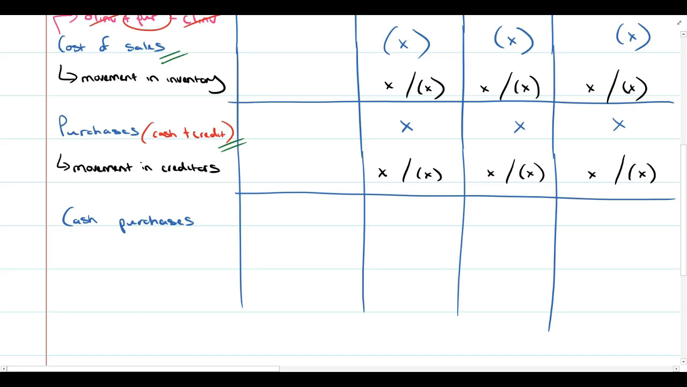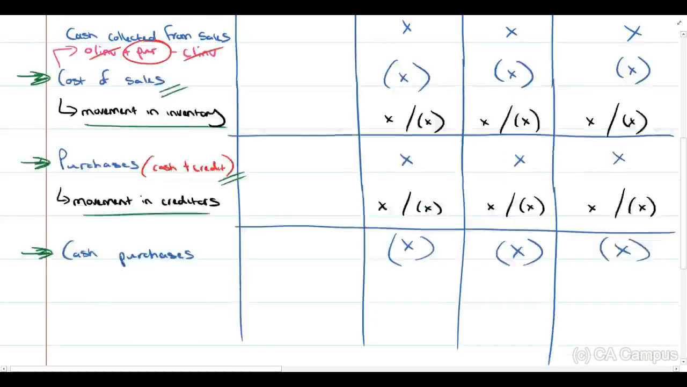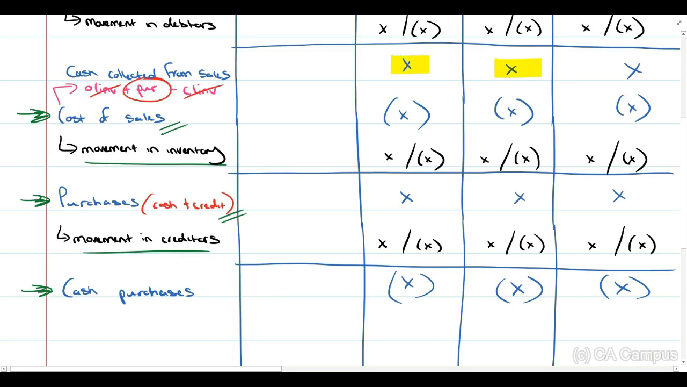So what we do is we include cost of sales in the calculation, but we take the movement in inventory into account so that we can get the purchases, and we take the movement in creditors into account so that we are just left with our cash purchases. Because then you have exactly what you need for your calculation. You are then only dealing with cash flows. We've included the cash that we collect from our sales, and we've also included our cash purchases. So that is the logic behind taking the movements in working capital into account.